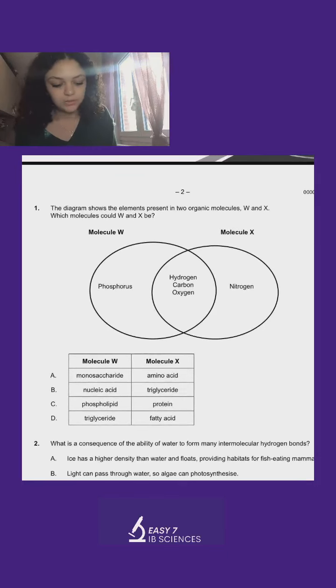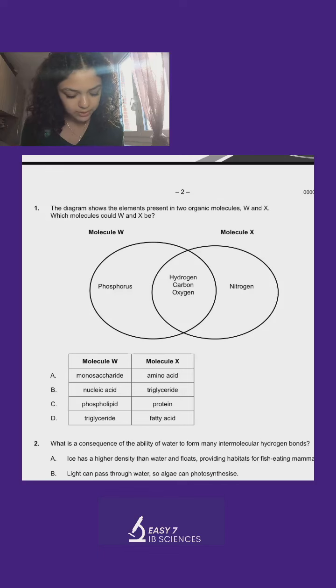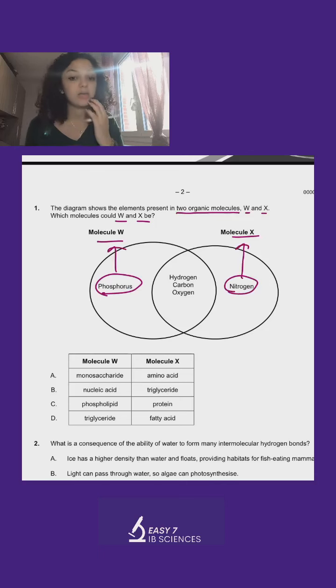Okay? So the first one says, the diagram shows the elements present in two organic molecules, W and X. Which molecules could W and X be? So we have molecule W on the left-hand side, molecule X on the right-hand side, and it shows that there's phosphorus just in molecule W, nitrogen in molecule X, and then between both of those, they have a commonality of hydrogen, carbon, and oxygen. What are you guys thinking?